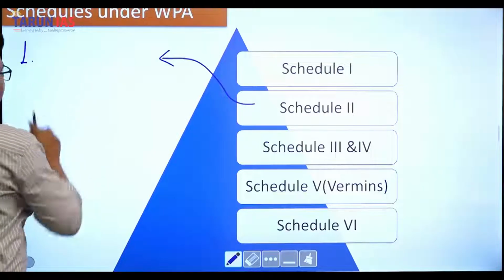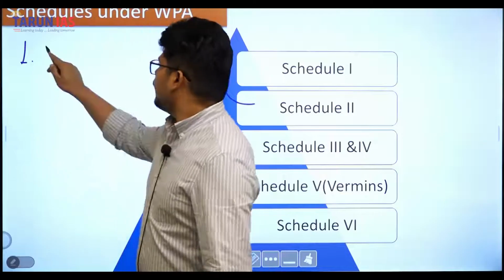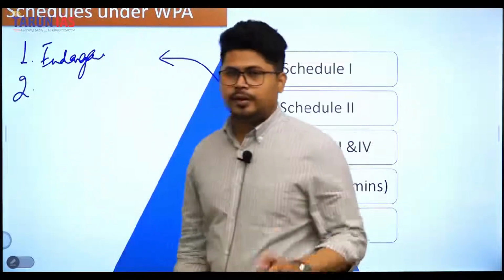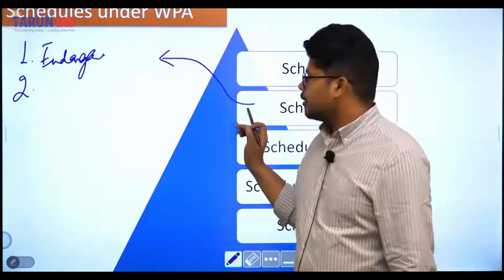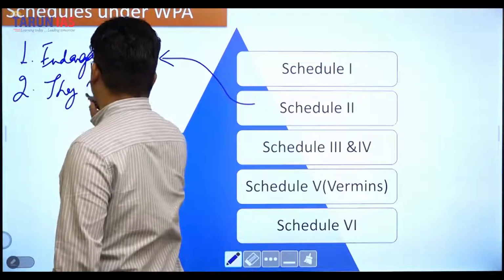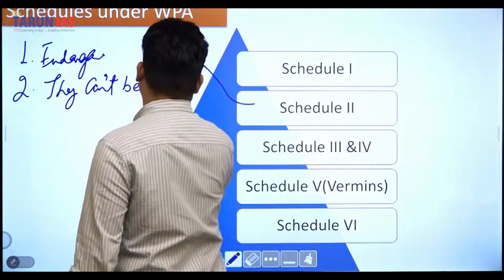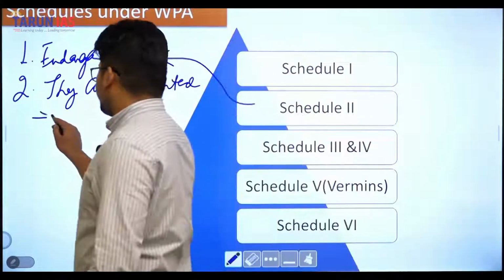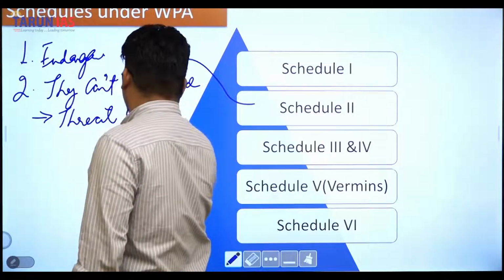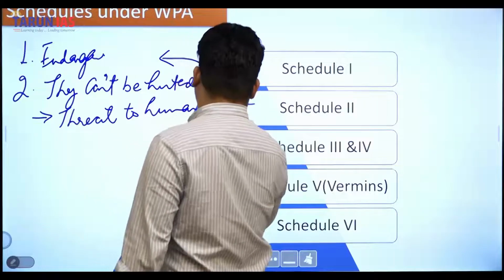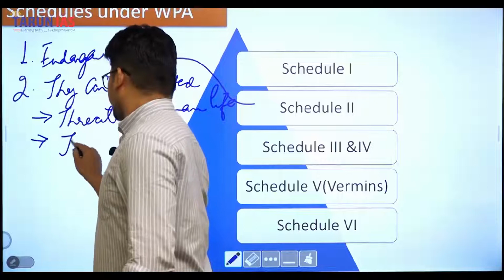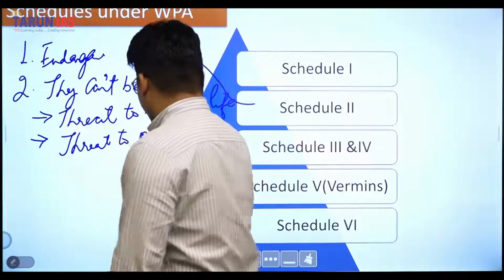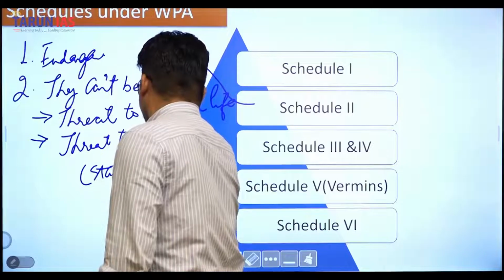शेड्यूल 2 also consists those animals which are endangered. ठीक है. But very important point of difference between schedule 1 and schedule 2 is they can also be not hunted. They can't be hunted. Okay, they also can be hunted, except on the ground that they have either become a threat to human life, or threat to property. Property includes standing crop. ठीक है, standing crop.